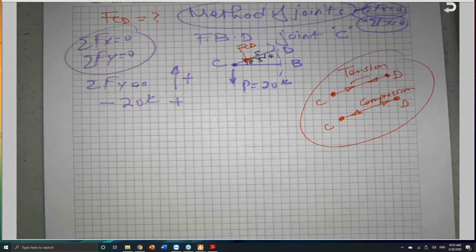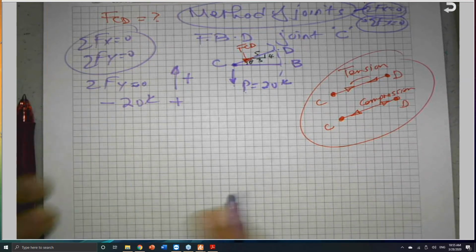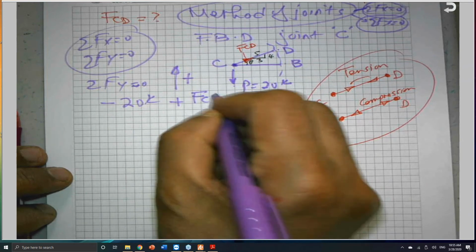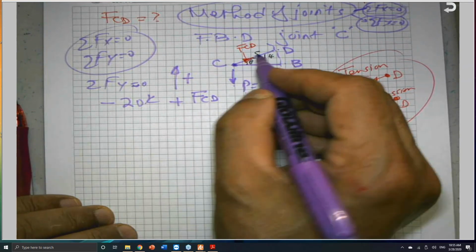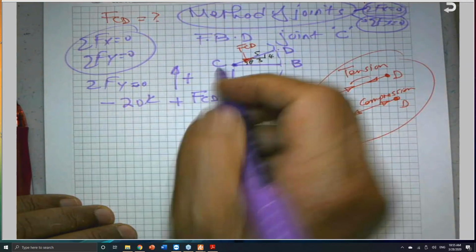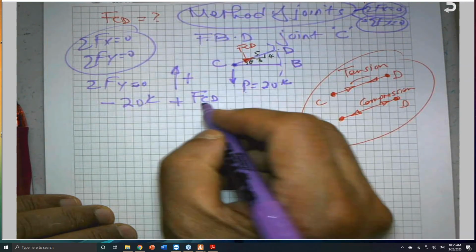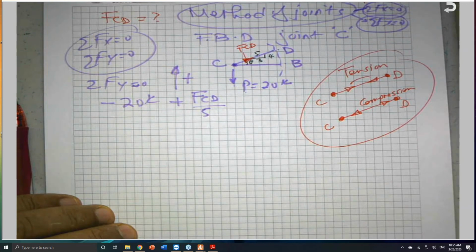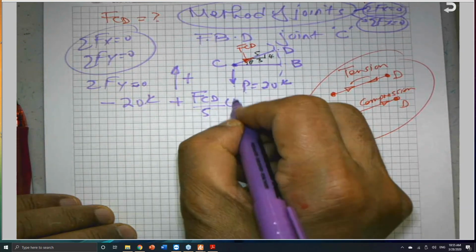Someone of you is asking something or giving me an answer. Okay, thank you. Right now, the force of the member CD is going up, so it is positive because the component is going up, divided by the hypotenuse, which is 5, and I will multiply it by 4.